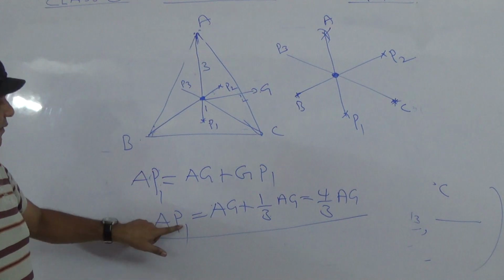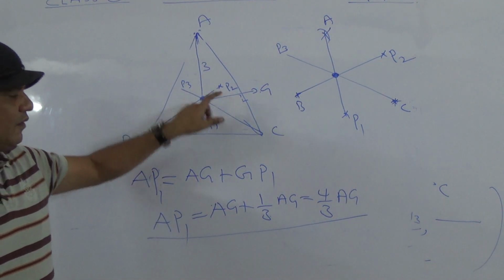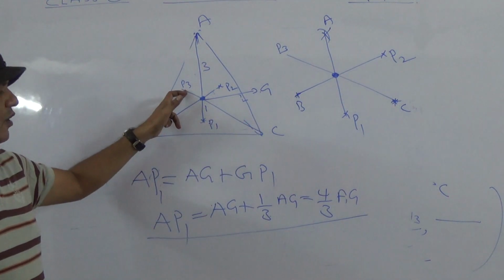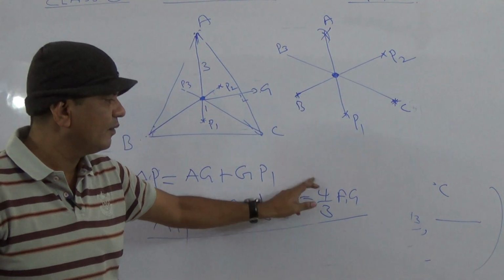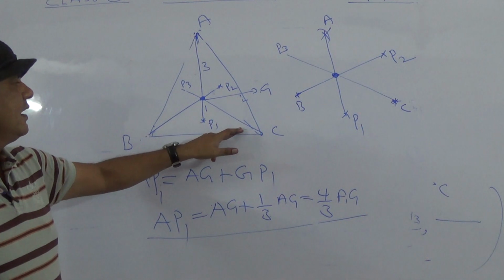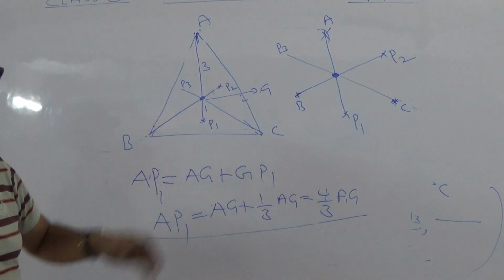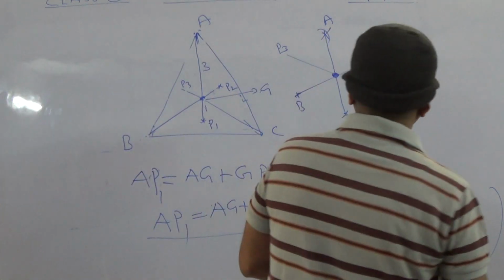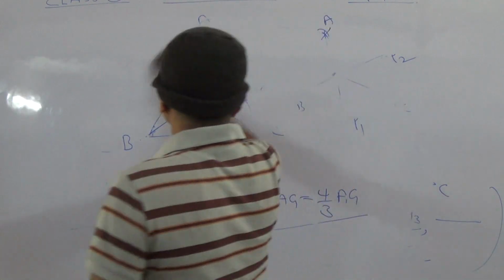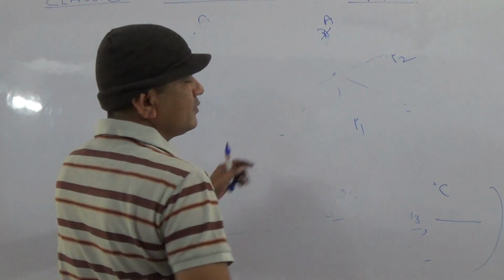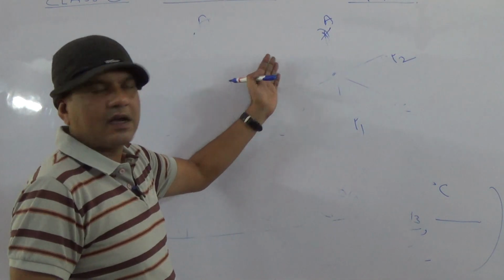Similarly, BP2 is equal to 4/3 of BG. Similarly, CP3 is equal to 4/3 times CG. Very, very important result. This is the basic synopsis. Now we will do some problems based on this concept.